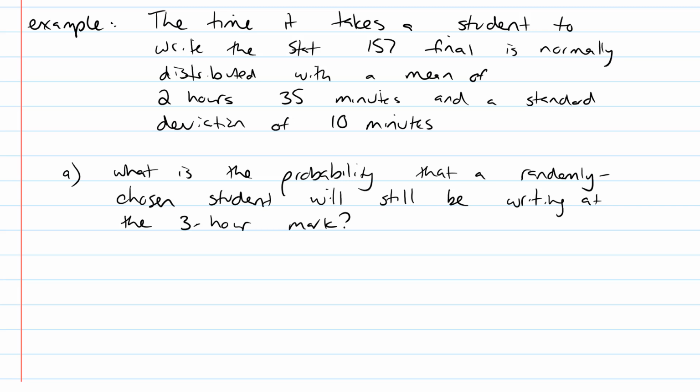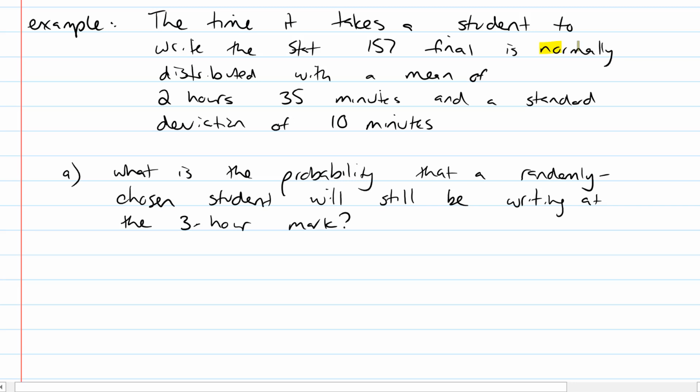What we're going to do in this video is do an example using the normal distribution and an online calculator. Our example is the time it takes a student to write the Stat157 final is normally distributed with a mean of 2 hours 35 minutes and a standard deviation of 10 minutes.